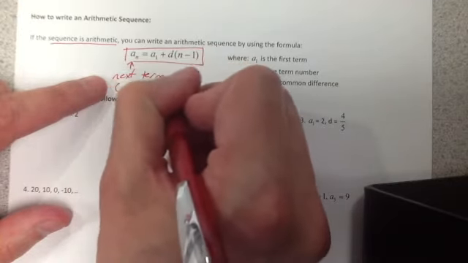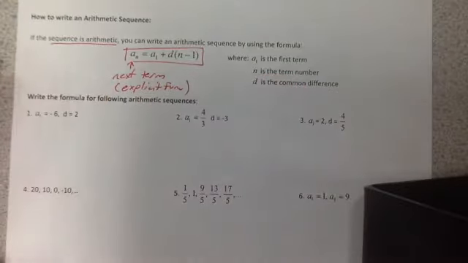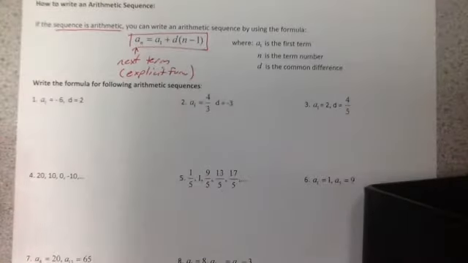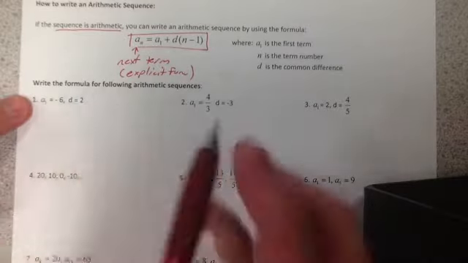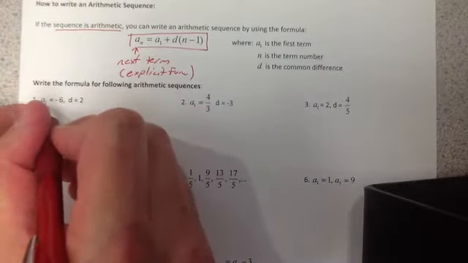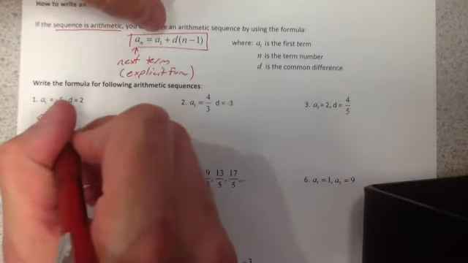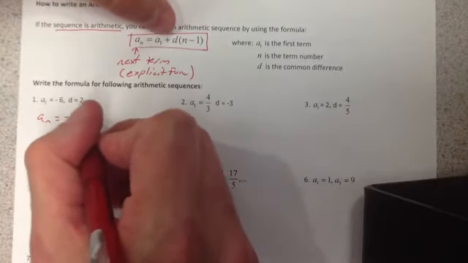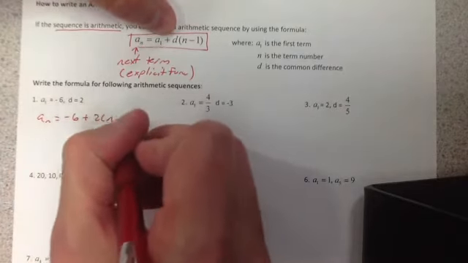The other day we were writing these, okay? But now we're going to learn a rule if it's arithmetic. So we want to write a formula for the following arithmetic sequences. Most of the time it's just plug and chug. Oh, look, they gave me my first term. A sub n is my first term plus d, which is 2, times n minus 1.